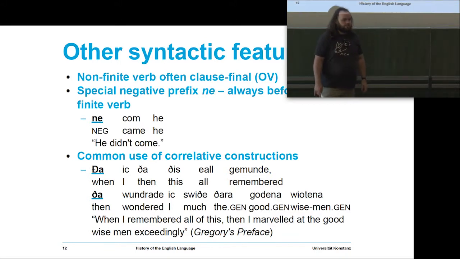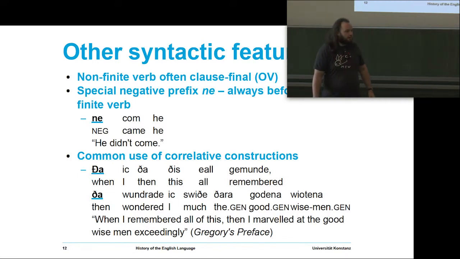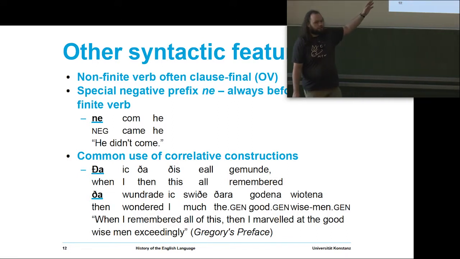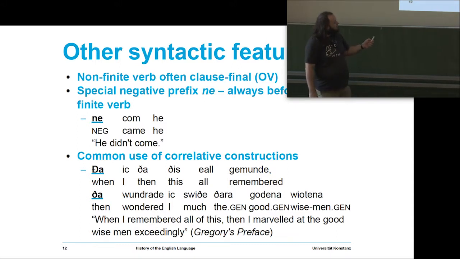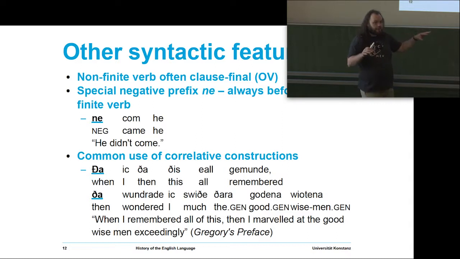One thing that you find quite a lot in Old English, it's just very characteristic of the prose of Old English, is these correlative constructions. So here you've got a clause, when tha, I remembered all this, and then the main clause is introduced by a tha. So when blah blah blah, then, and this is something that you also find in English. You only find it in one situation. In modern day English, you find it with if and then. Right? So if such and such happens, then, and that then is optional.